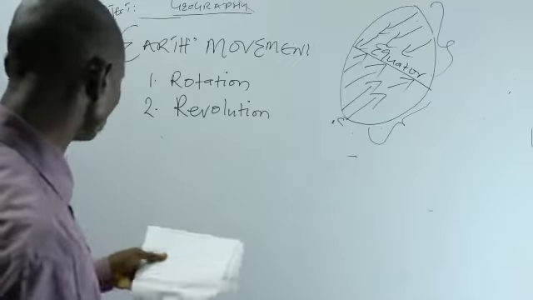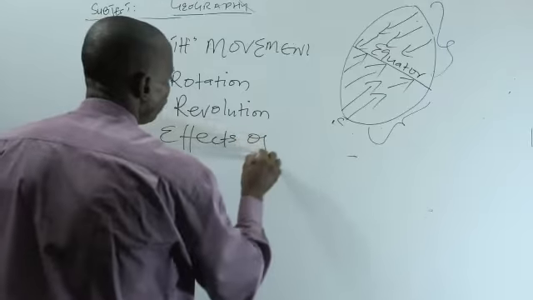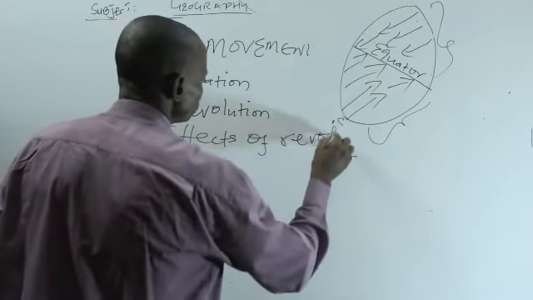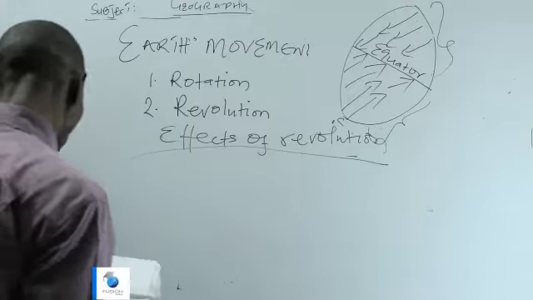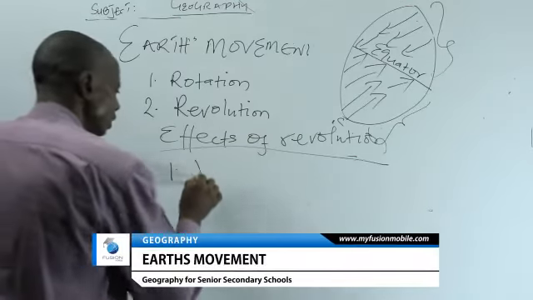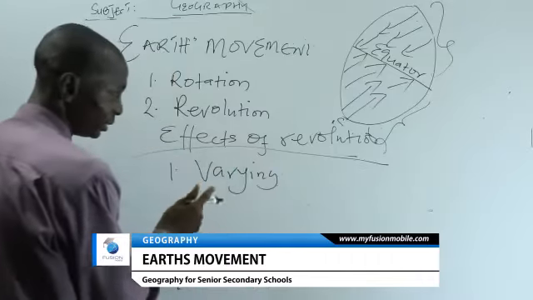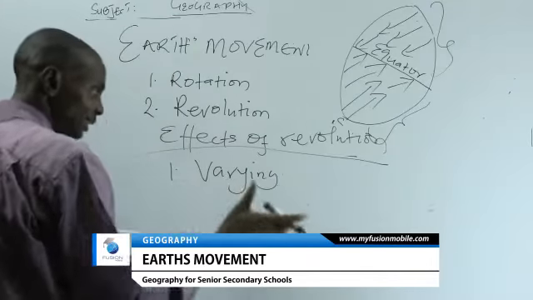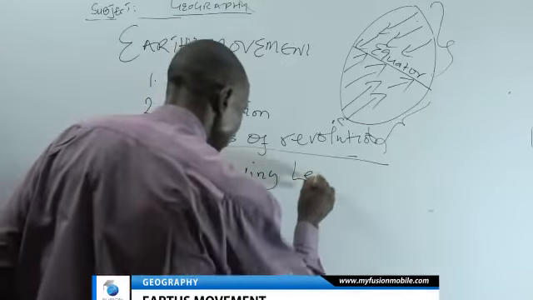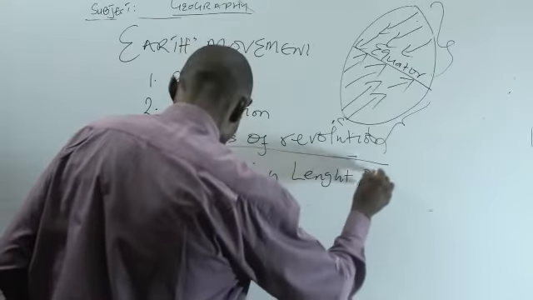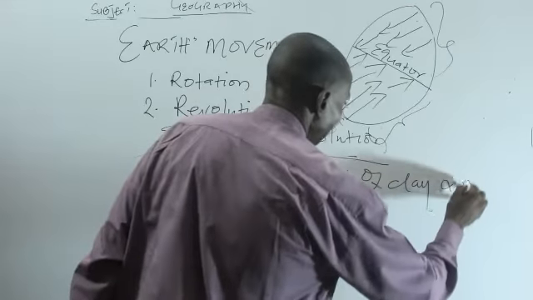Now let's look at revolution. We have defined revolution. What are the effects of revolution? Number one, varying length of day and night. When something differs, it varies.